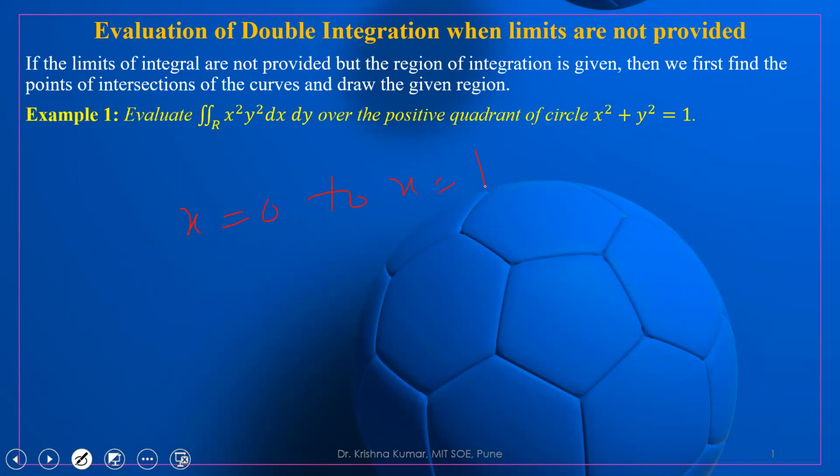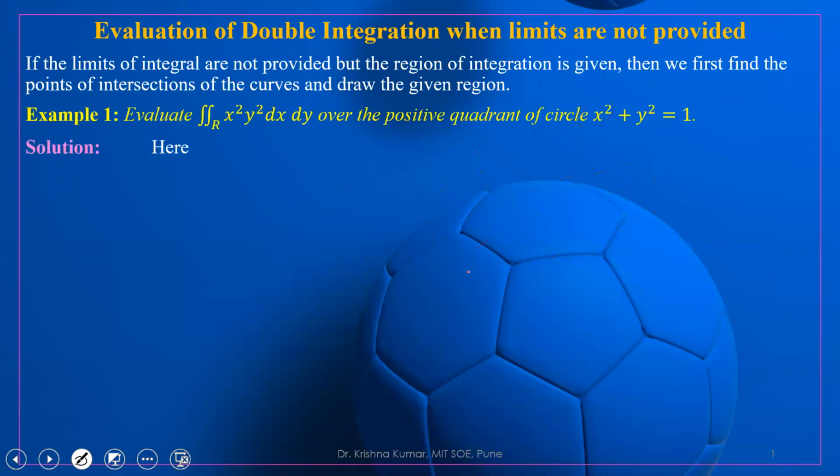And the limit of y varies from y when x is equal to 0. Again, we are getting y is 1 to 1, but now both the limits should not be constant to constant. So the limit of y will be from y equal to 0 to y equal to root over 1 minus x square. Just look here, if you put x equal to 0, what do we get? The value of y is equal to 1. So now this is the limit of the integration.